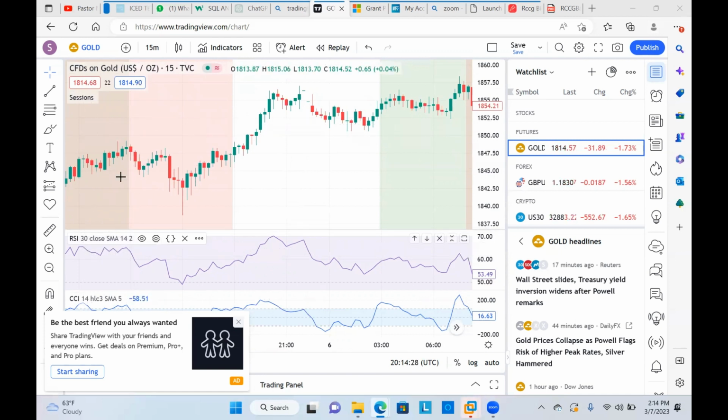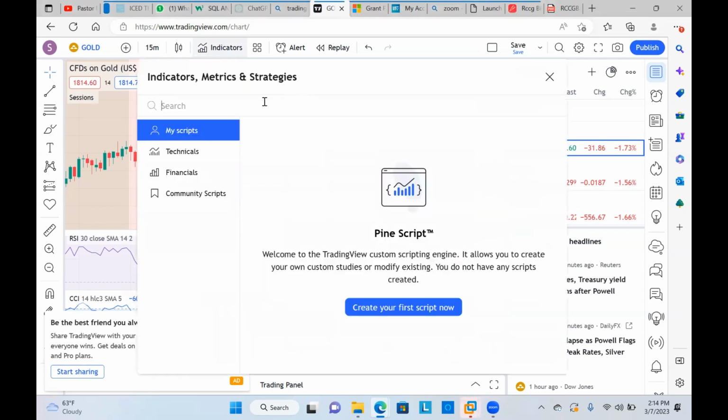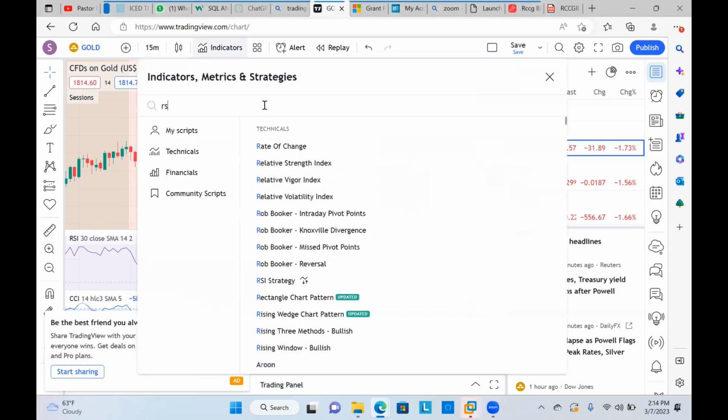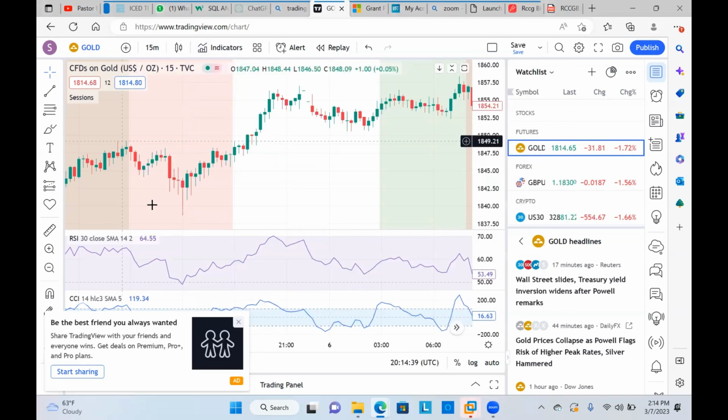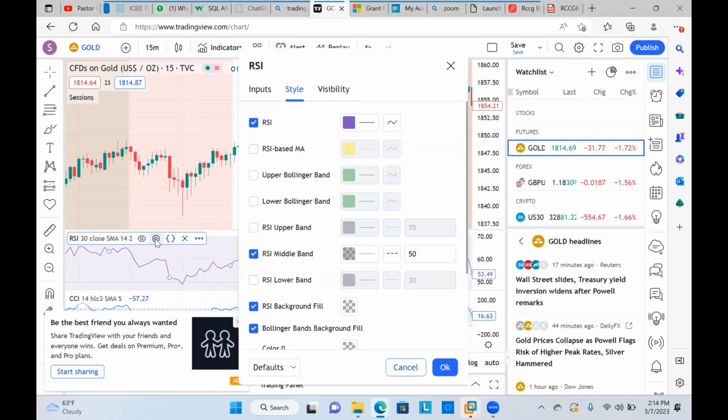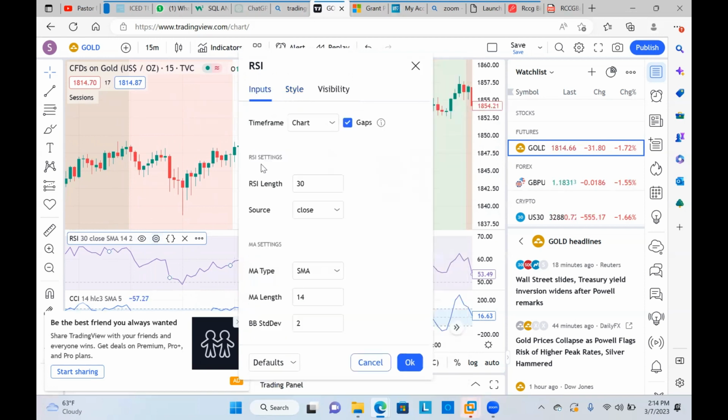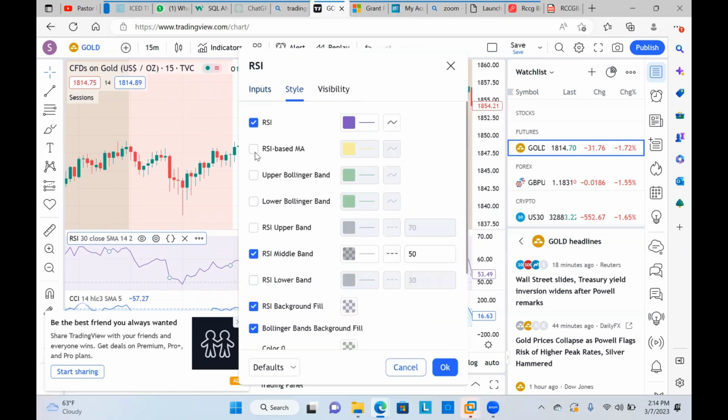Now, for the RSI, you go to indicators. I'm sure you know how to look for that. Go to indicators, you type in RSI. You pick the regular RSI, just the basic one, nothing special. But the only difference is that you're going to change the default length of the RSI to 30. And in all of this, you come to style, you click this one. So we don't need all of this. So you do it the way you have it right here. Only the RSI that we need.